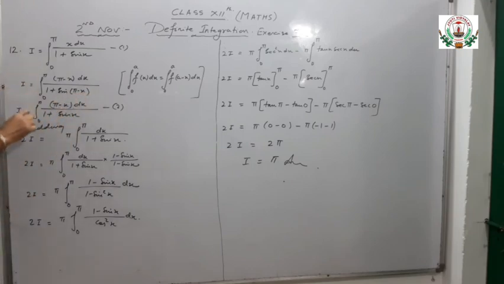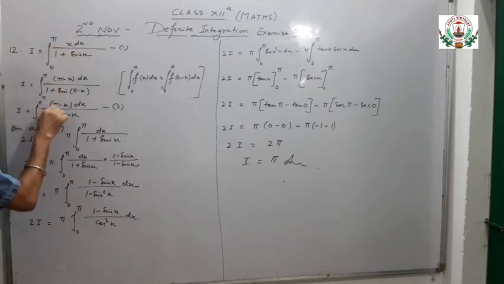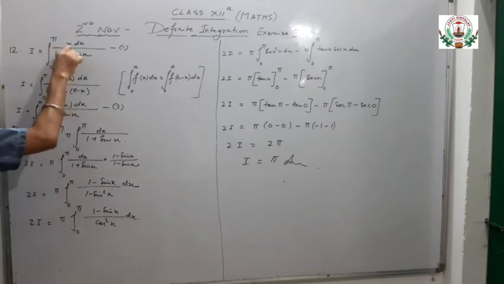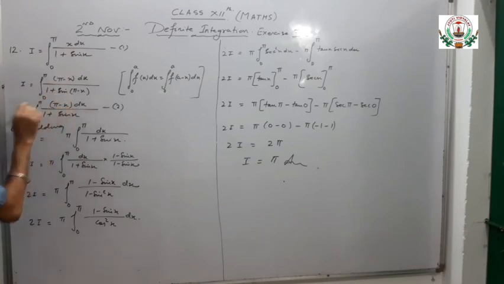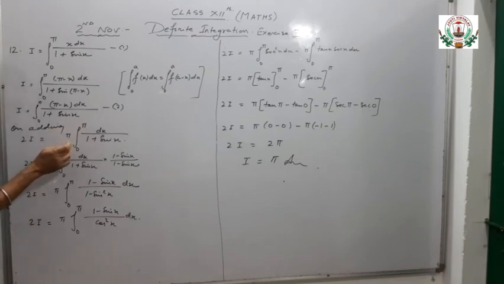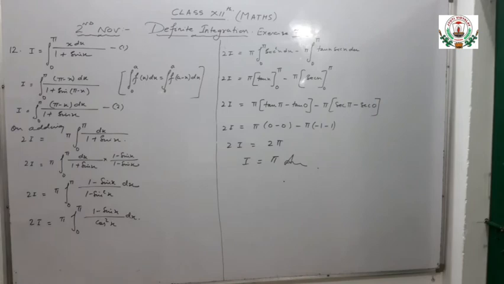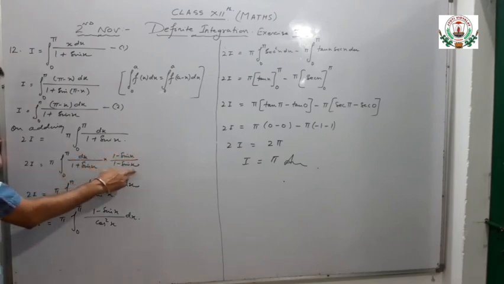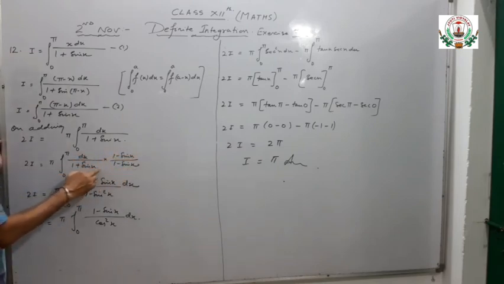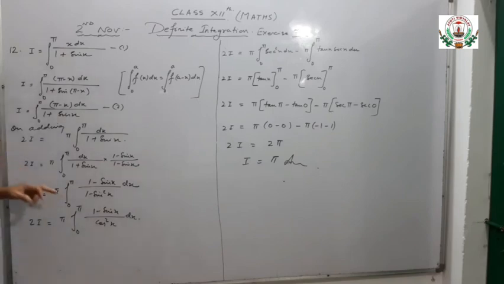On adding these two equations, I plus I is 2I. Now x plus pi minus x. So plus x and minus x will cancel out, and this pi is a constant value, will be taken out of the integration. So we are left with 0 to pi dx upon 1 plus sin x. Whenever we come across the integration of dx upon 1 plus sin x, we have to rationalize it. So multiply by (1 minus sin x) upon (1 minus sin x). So (a plus b)(a minus b) is a square minus b square, which becomes 1 minus sin square x. That is cos square x.